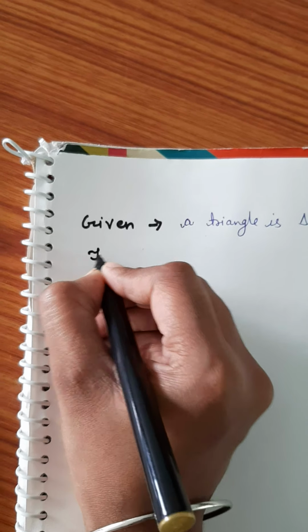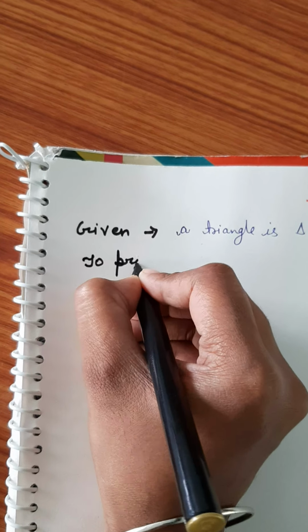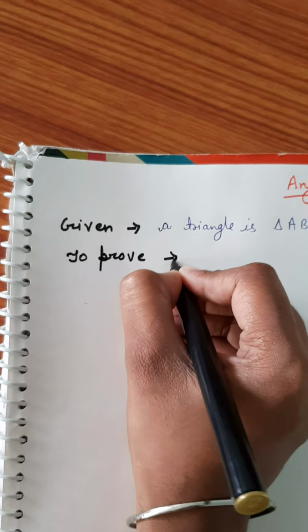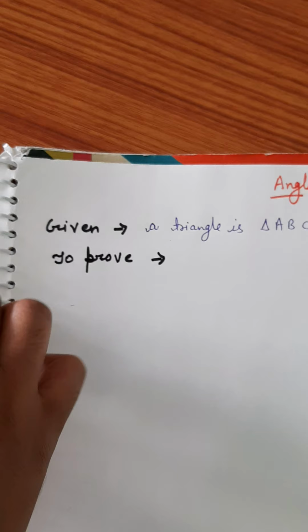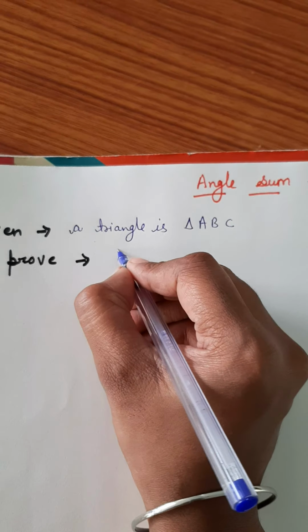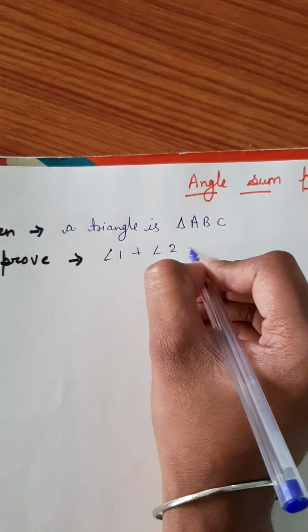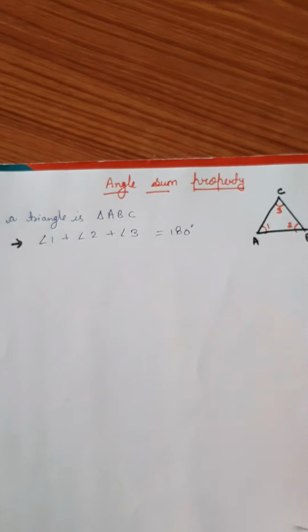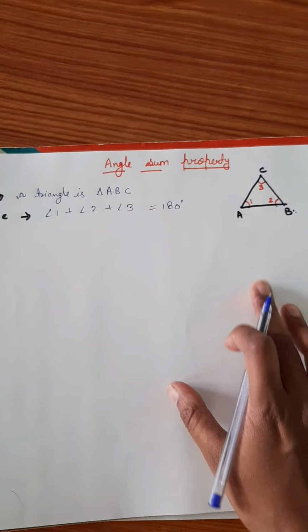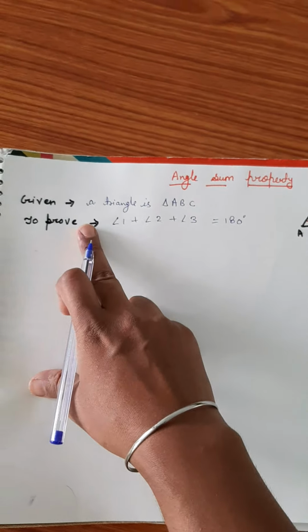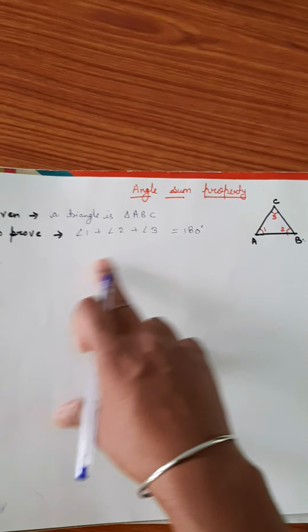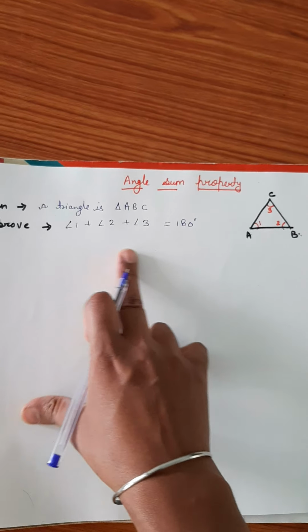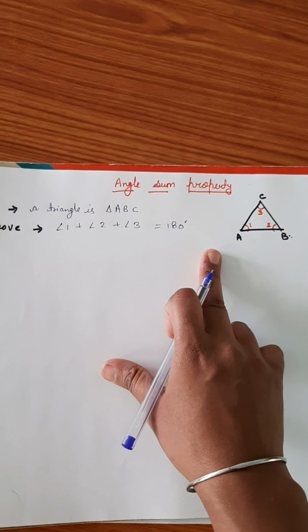Clear? To prove, what do you have to prove? The sum of three interior angles, that is angle 1 plus angle 2 plus angle 3. You have to prove this is equal to 180 degrees in this triangle. Clear? How to solve this? First you have to write: given, a triangle is ABC. Then to prove: angle 1 plus angle 2 plus angle 3 is equal to 180 degrees.